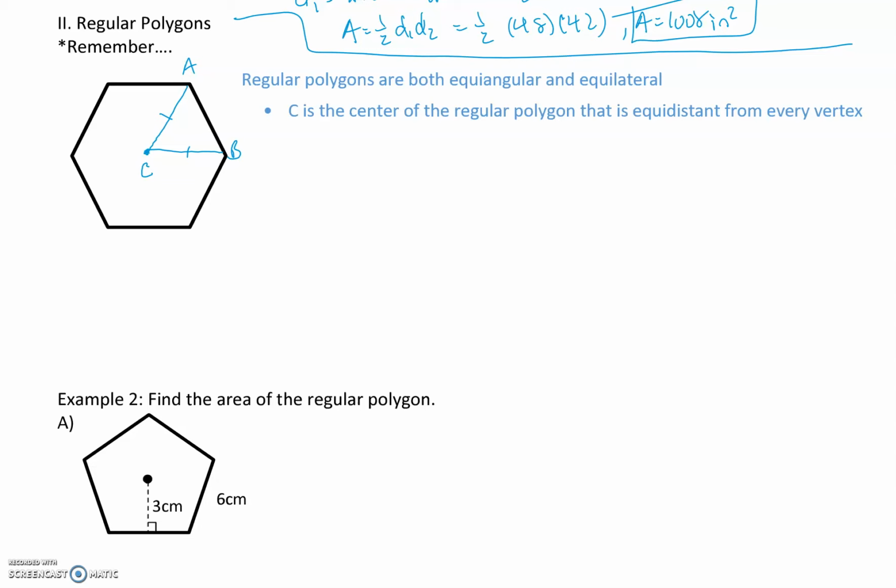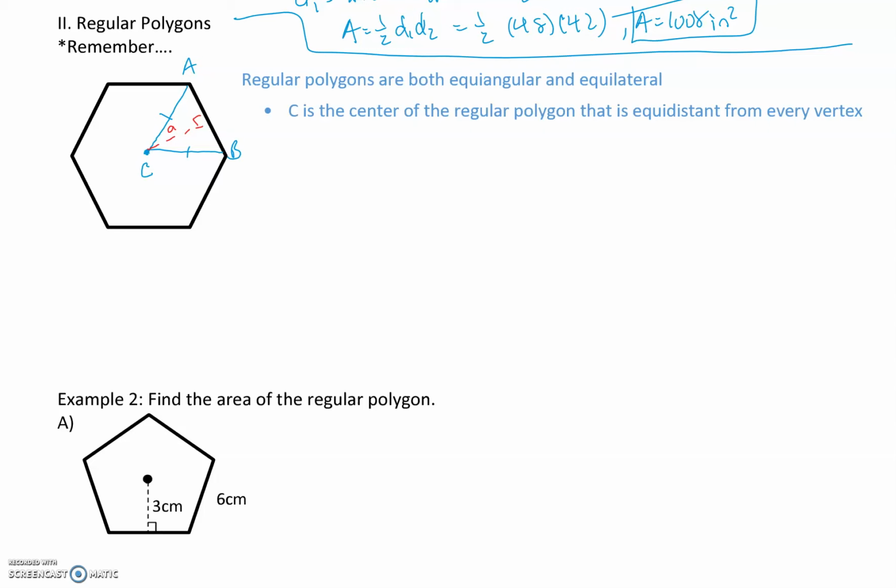And then what we want to do now is introduce a new idea. This segment is what we call an apothem. It goes from the center and is perpendicular to the base. So if you look at this as a triangle ACB, this apothem, which I'm going to call little a here, is basically the height of that triangle going to the base AB. I don't know where they got the word apothem from, but the apothem is a perpendicular length from the center to a side.